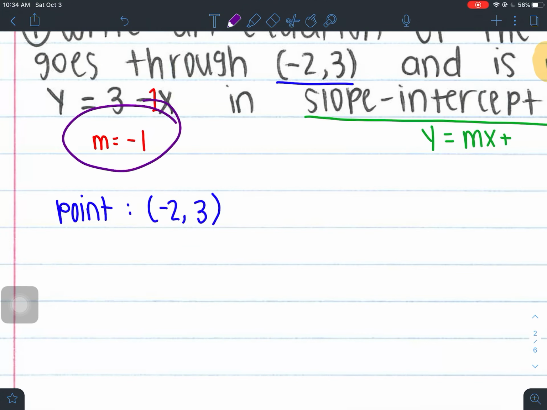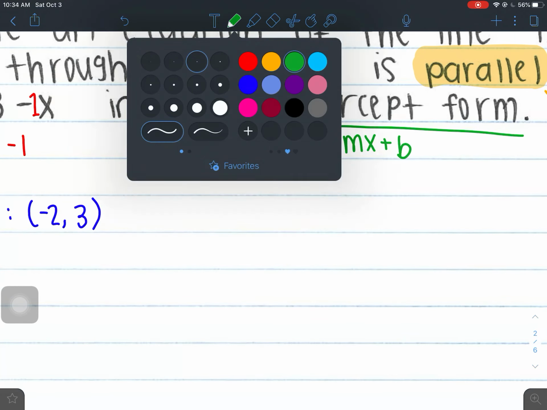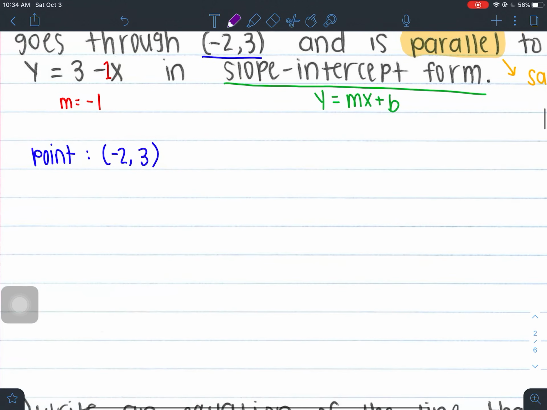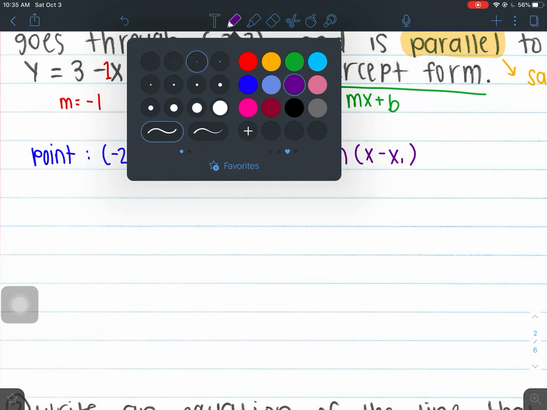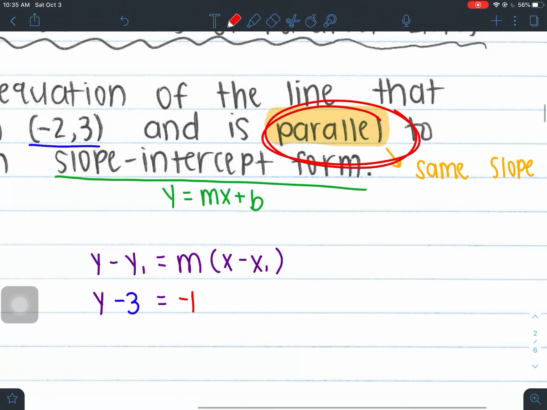So we have a slope and we have a point. If we have a point and a slope, what form do we have to start in? We have to start in point-slope form. You're always going to start in point-slope form. That's y minus y1 equals m times x minus x1. This is why we learned Unit 3 before we learned Unit 4. We have to know how to write a point-slope form equation. So I'm going to plug in the information I know. I have y, remember opposite signs, -3 equals our slope. Now remember, we want to use the same slope because we're asked to create a parallel line.